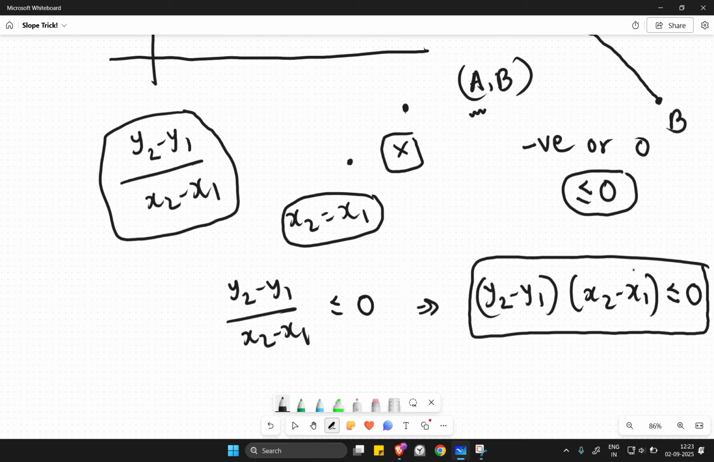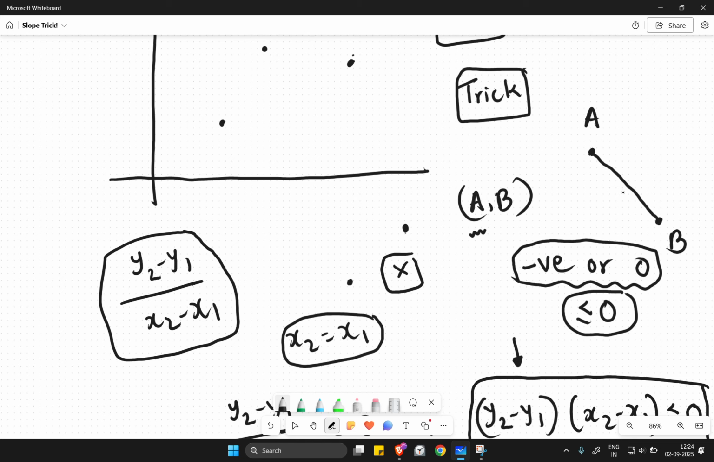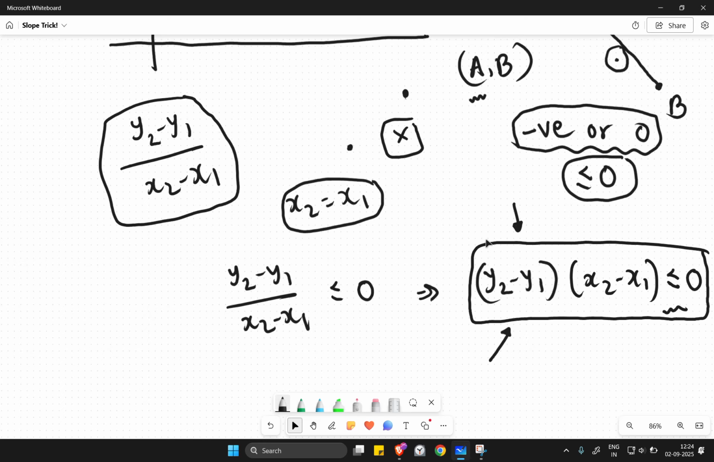So you can prove this easily, no worries. This is the trick that we are going to use. We check whether y2 minus y1 into x2 minus x1 is less than or equal to 0. If it is, then only these points will satisfy our condition. Of course, we still want to check whether some other point lies inside this rectangle or not, but that's a further part.